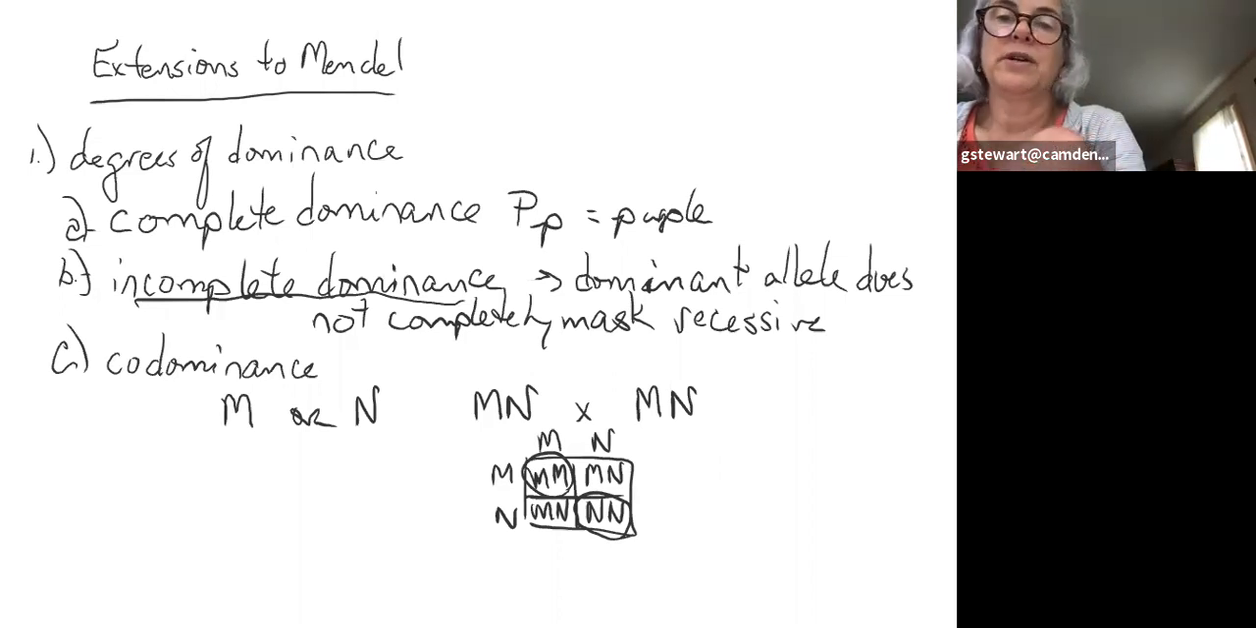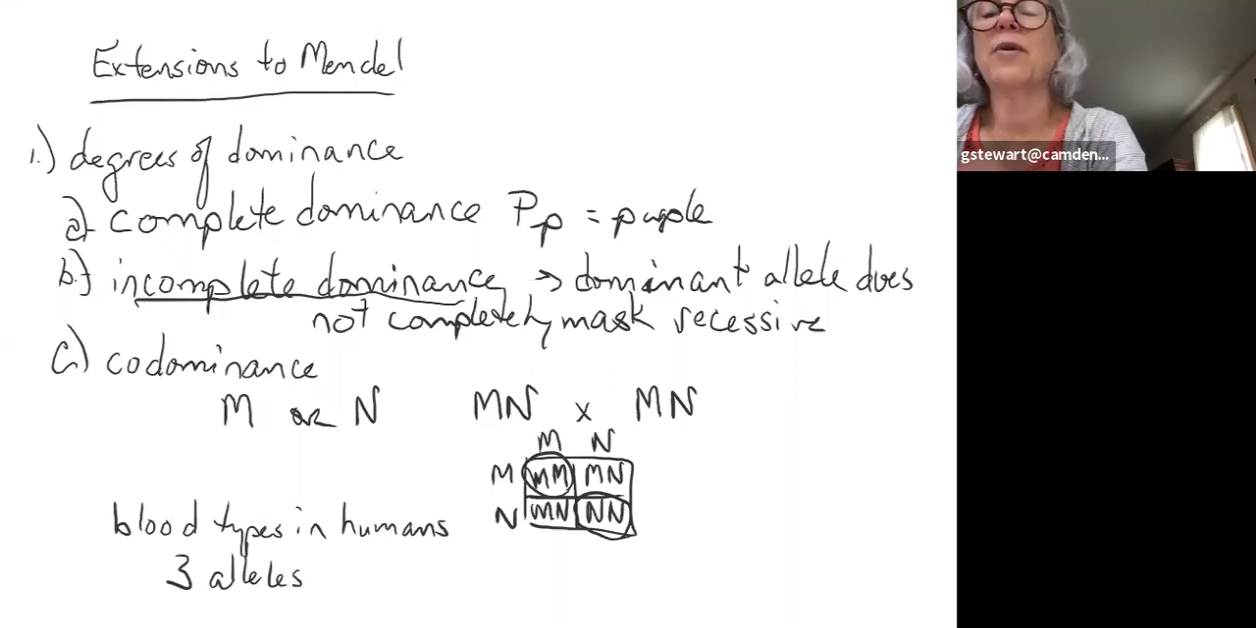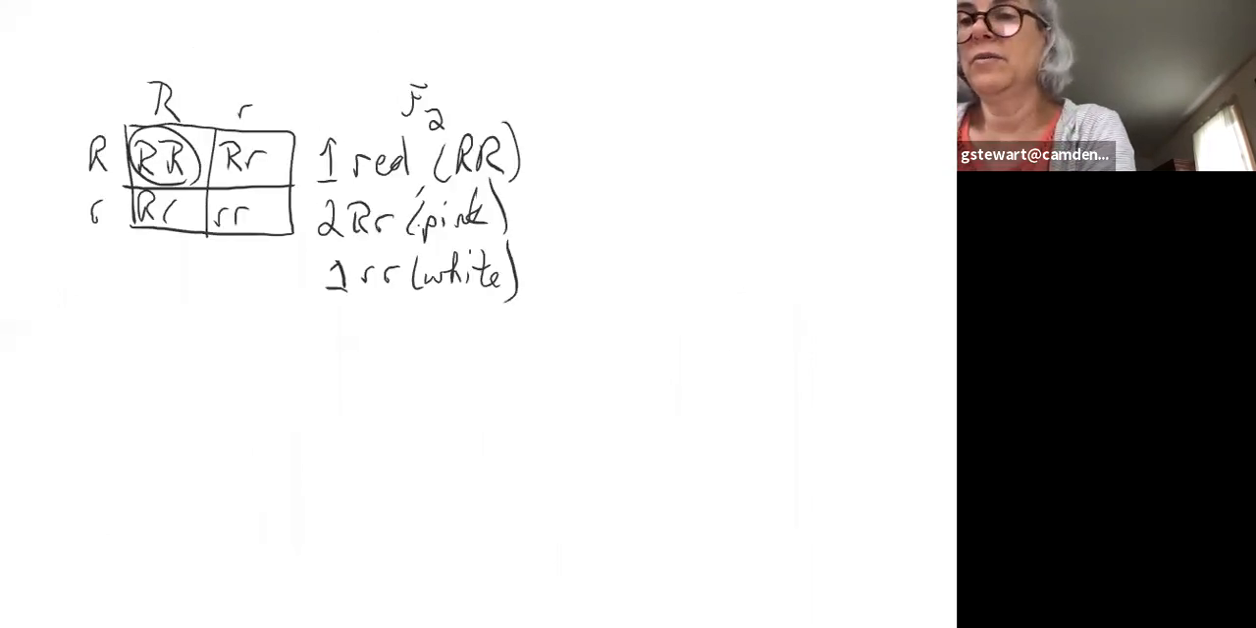Codominance also occurs in blood types in humans. In the case of blood types in humans, there are actually 3 alleles though. So it's an example of not only, it's an example of 2 things, codominance and multiple alleles. So let's get a new board for that.